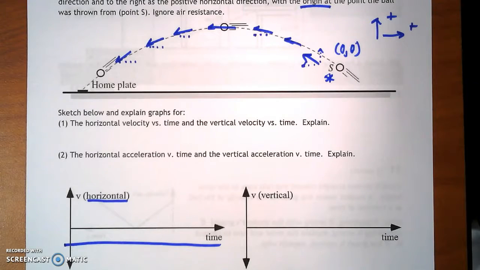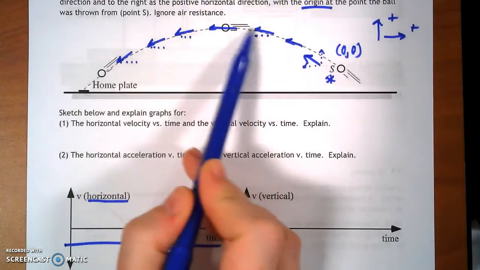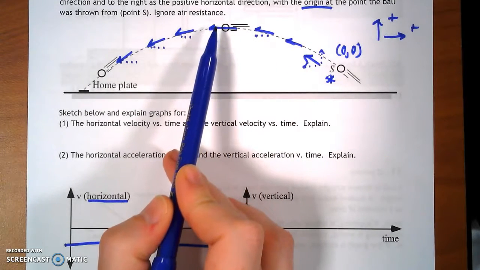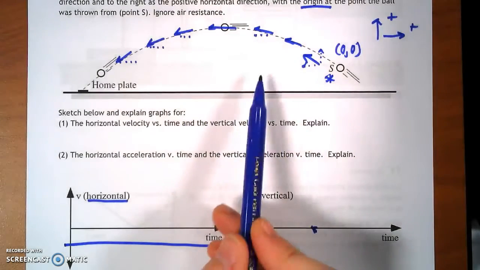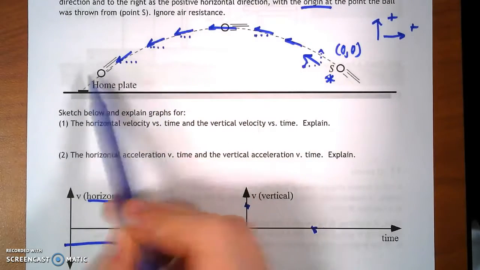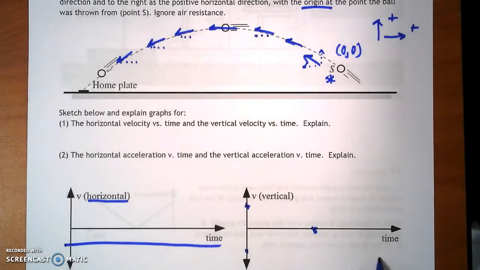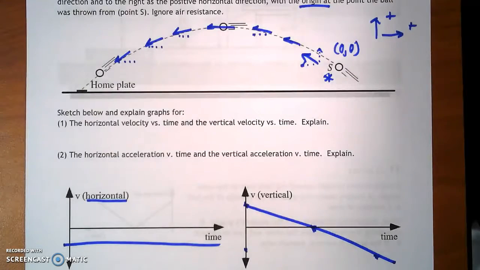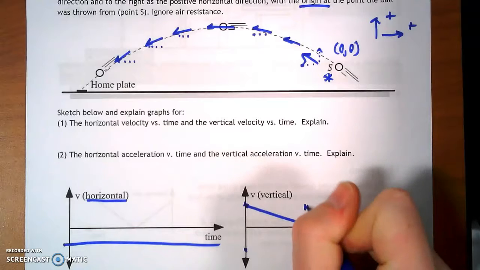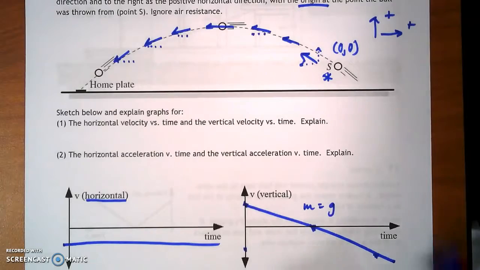In the vertical direction, I'm starting with a positive velocity. When I reach the highest point on my trajectory, that velocity is 0. And when I come back down to home plate, I should have the same velocity that I started with, but in the negative direction. So my vertical velocity looks like that. If this was drawn to scale, I should be able to find the slope of my line, and it should be equal to the acceleration of gravity.